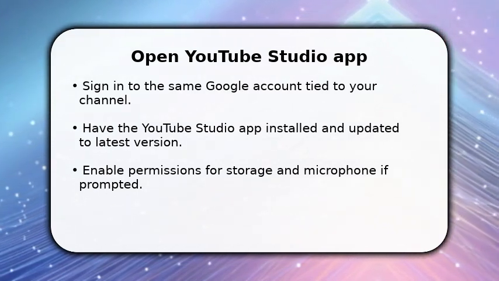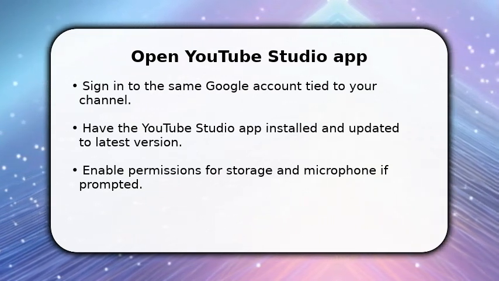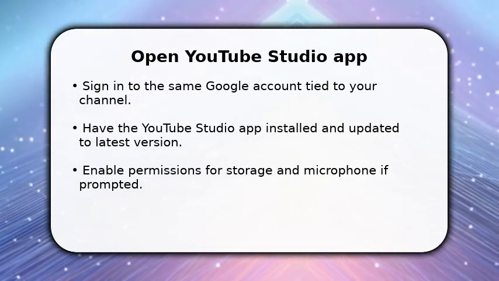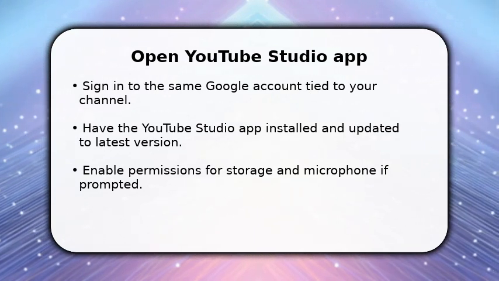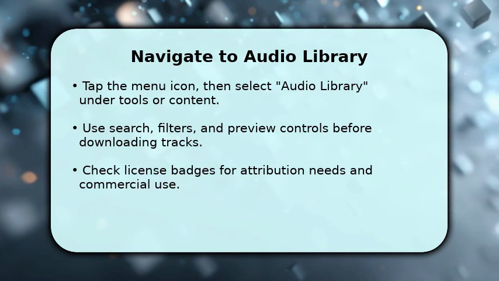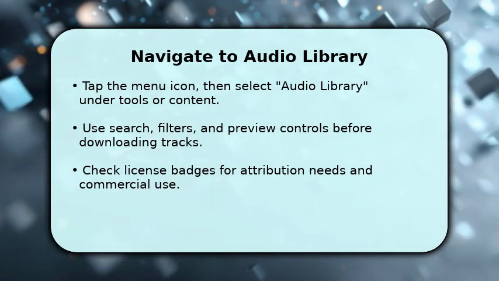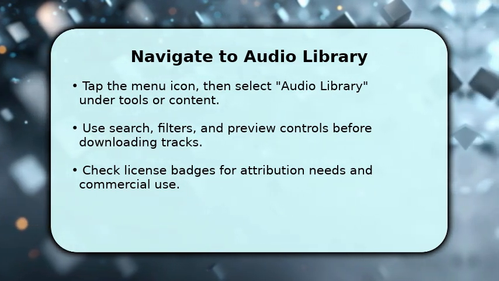Now, go straight to the left-hand menu or the bottom navigation where Content and Tools live. This first step sets up access to the audio library, so confirming account and app version avoids later permission or visibility issues. Once done opening the studio, tap the menu icon and look for Audio Library under the Tools or Content sections. The label may sit inside a submenu on small screens.